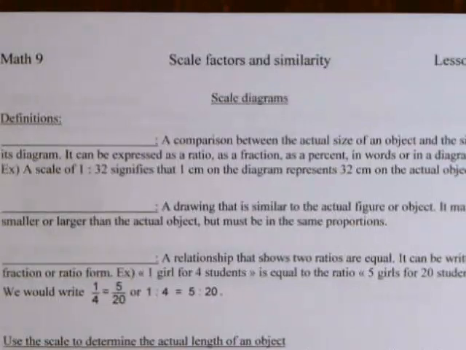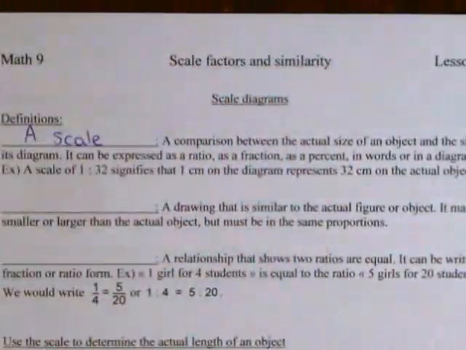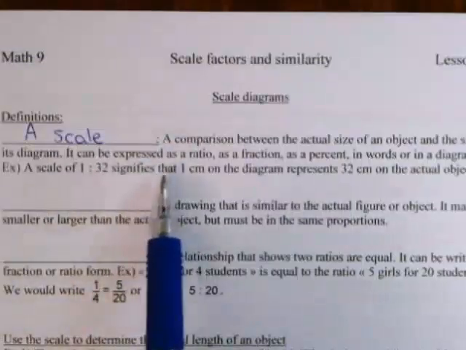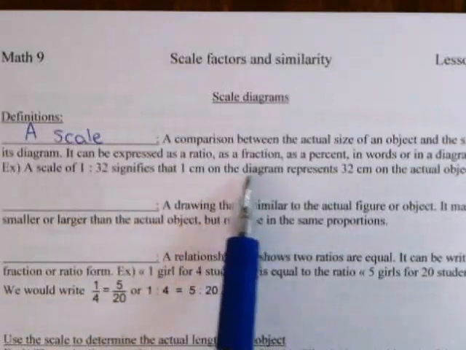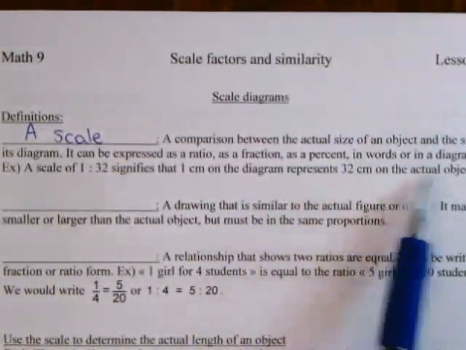So starting off with the very first definition, this is called a scale. Now a scale is a comparison between the actual size of an object and the size of its diagram. It can be expressed in many different ways: a ratio, a fraction, a percent, in words, or in a diagram. And so basically what it says is a scale of 1 to 32 signifies that 1 centimeter on the diagram represents 32 centimeters on the actual object.